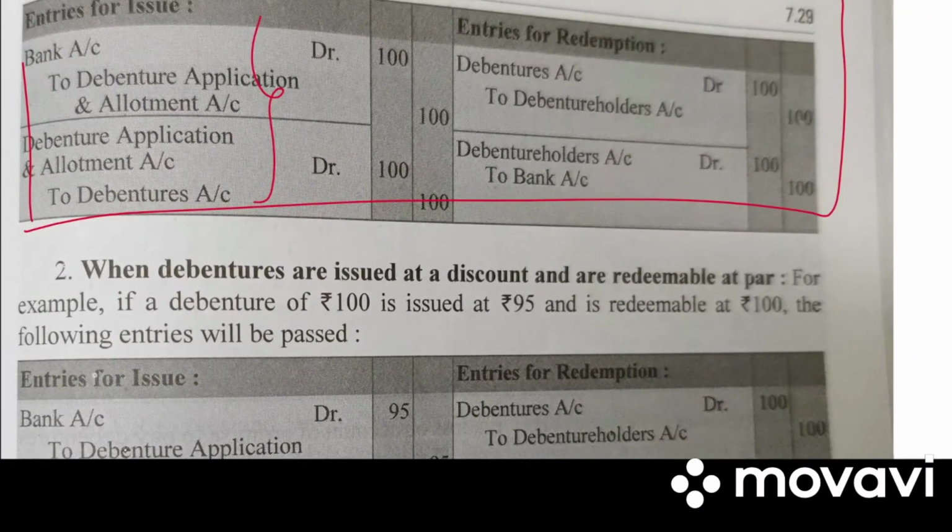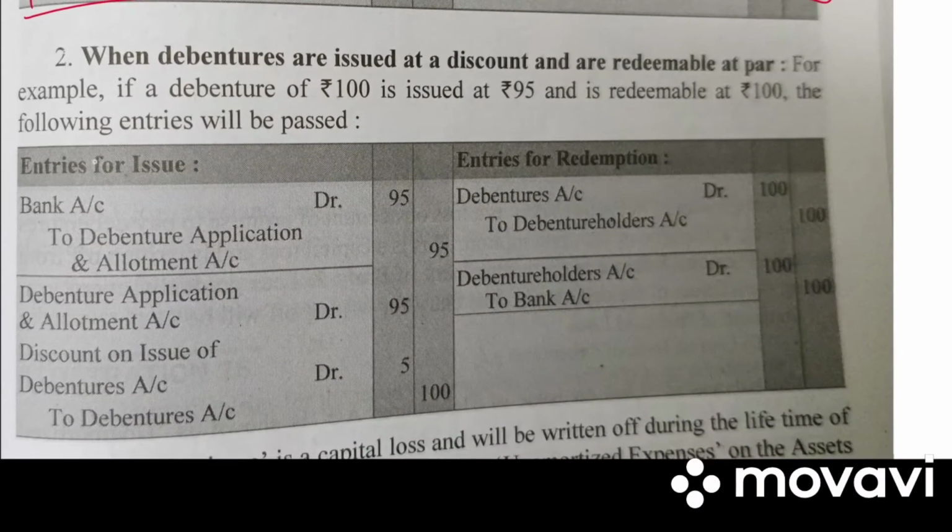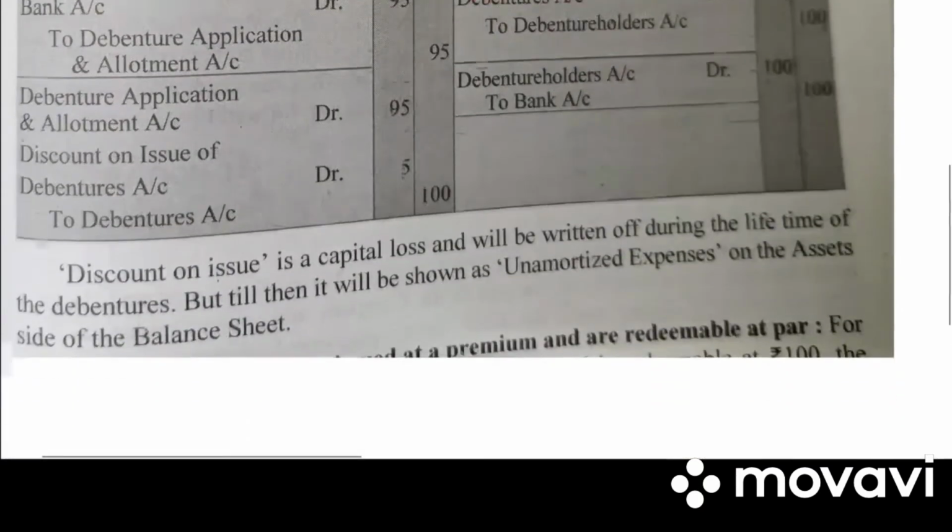Next, write down the side heading. When debentures are issued at discount and are redeemed at par. Say for example, if a debenture is issued at 100 for 95 and is redeemed at 100, what will be the entry? So we know the issue entry, it is bank to application and allotment, and then it is debenture application allotment, discount on issue of debenture debited to debenture account. But what will be the entry for redemption? It will be the same, that is debenture account debited to debenture holders account, debenture holder to bank account. There is no discount in case of redemption.